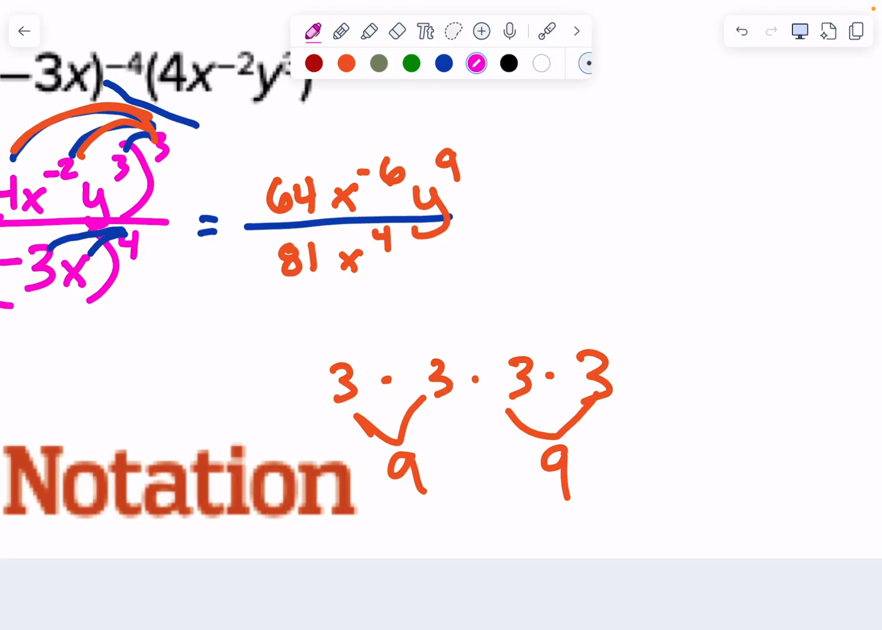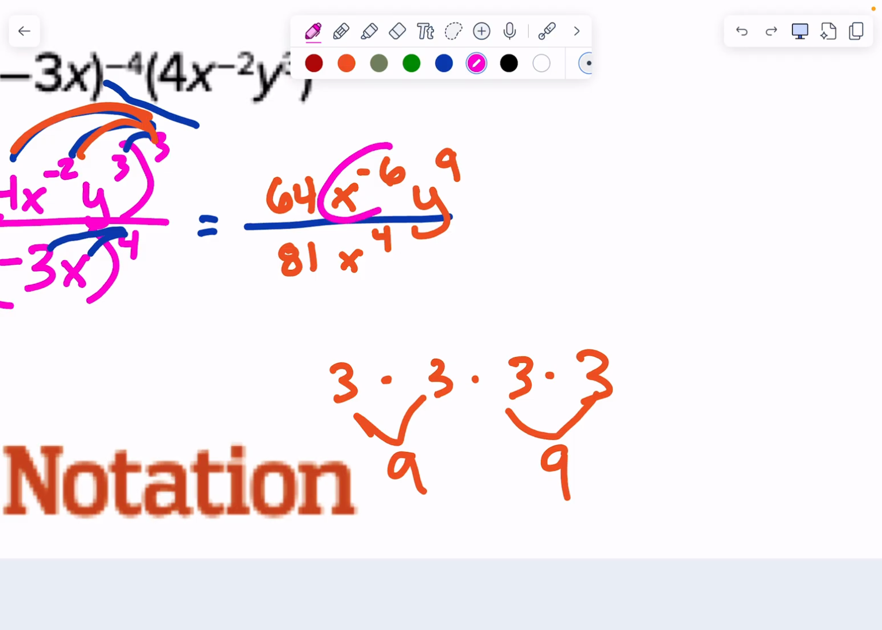64 and 81. Can I reduce those? Can I divide by 3 to make that 8 and 9? No, I can't insert a square root in there if there's not already one. 64 and 81, nothing will divide by them, so they stay. 64 and 81. All right, what are you going to do now?